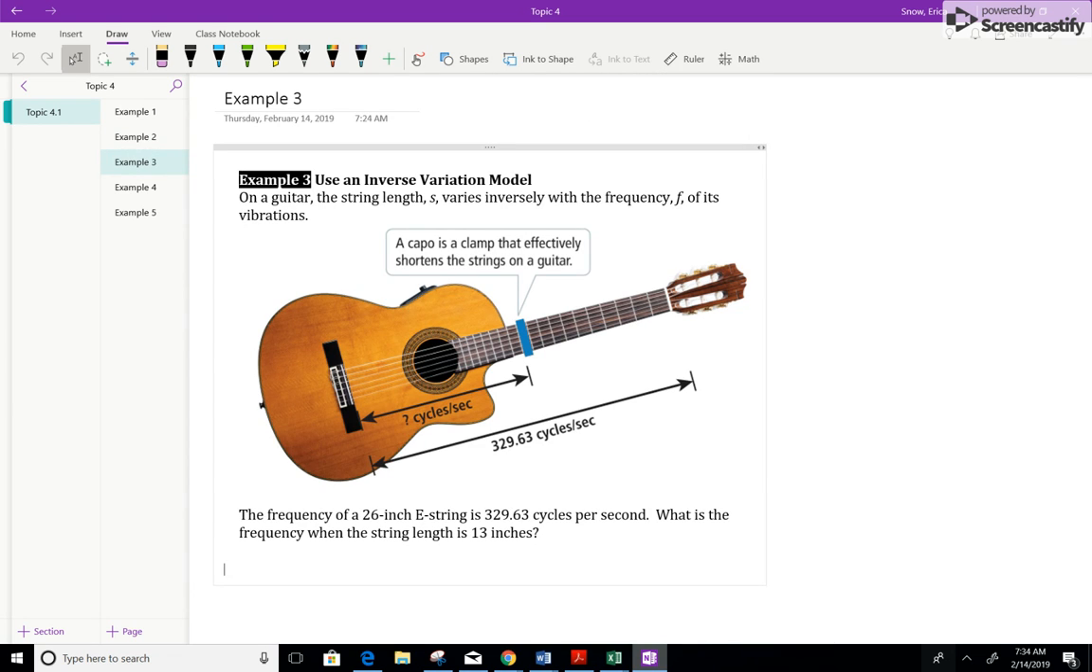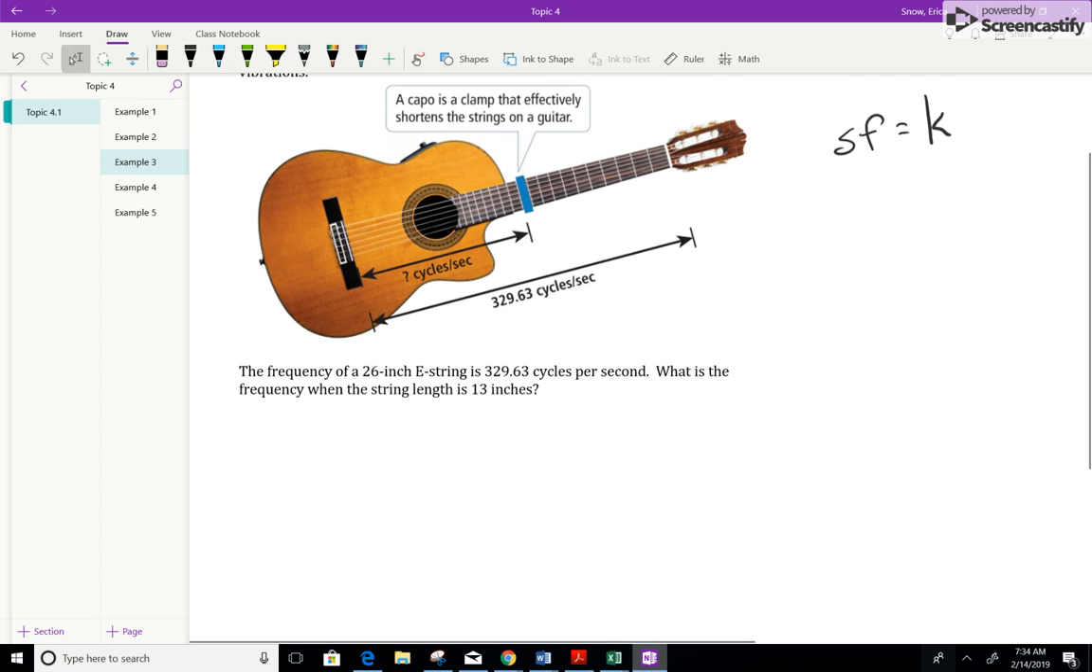Example 3 is a nice little word problem. It says, on the guitar, the string length, or S, varies inversely with the frequency of its vibrations. So what this means is we're going to have SF equals k. The frequency is our F.